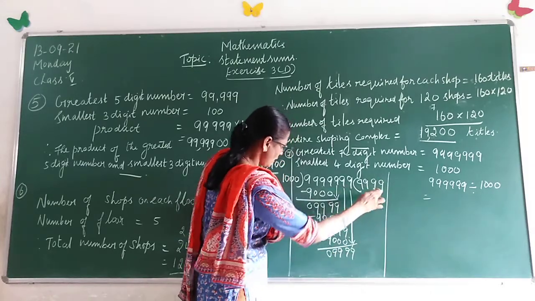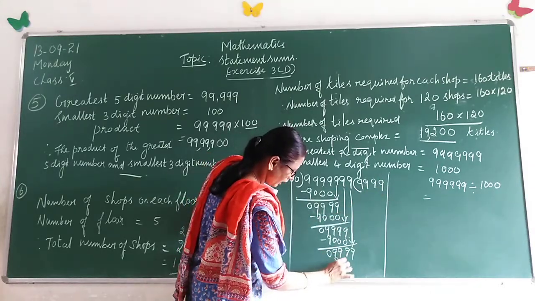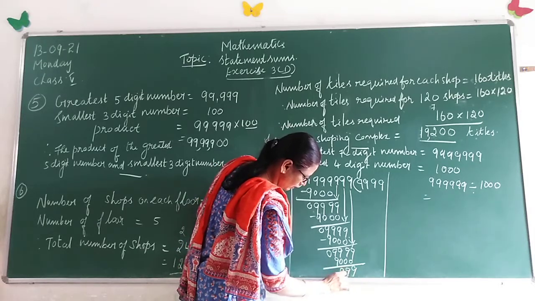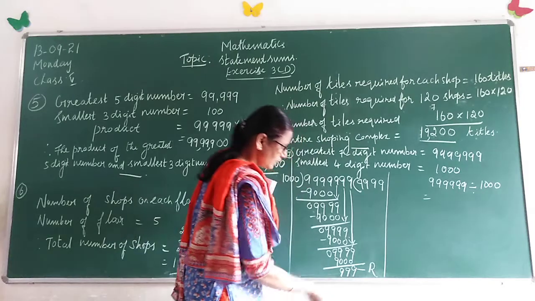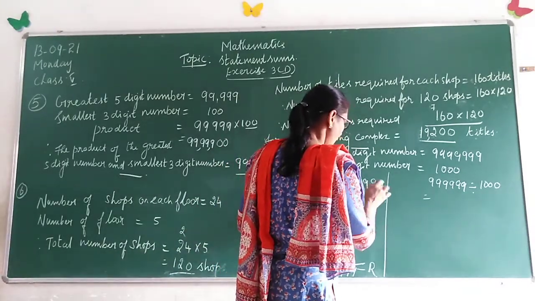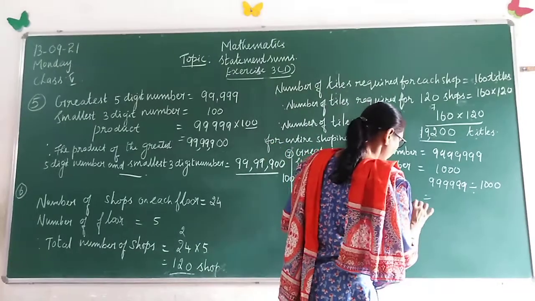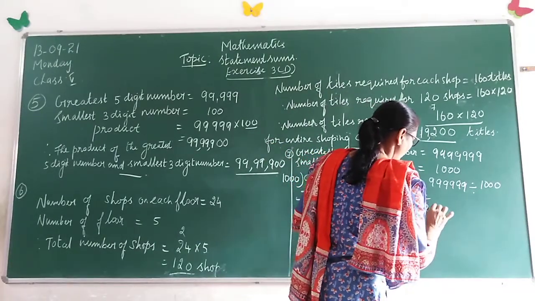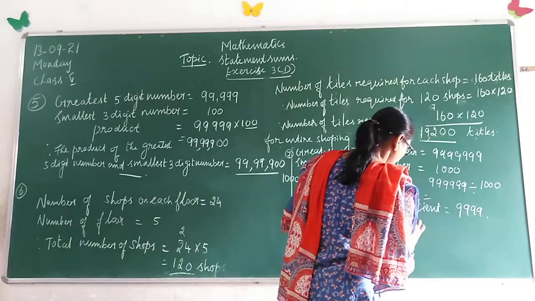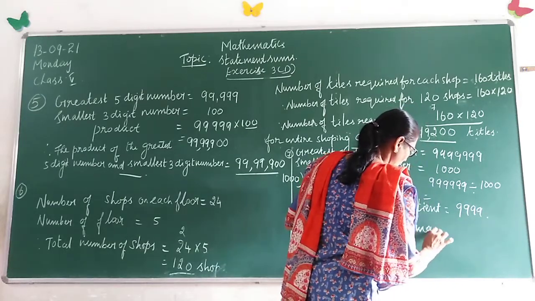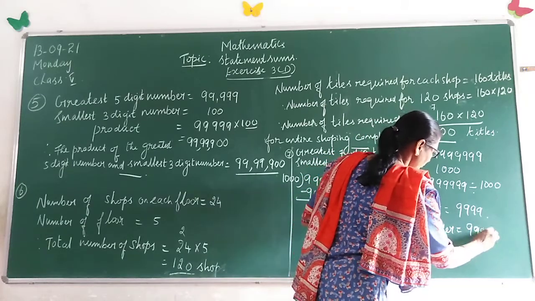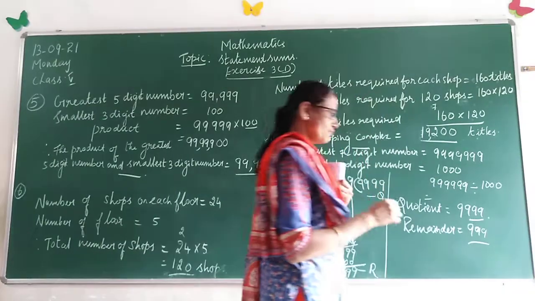Here again 9 times 1000 is 9000. So the remainder is, children, the remainder is 999. Quotient is 9999. So write quotient equal to 999. So this way I have to do, children.